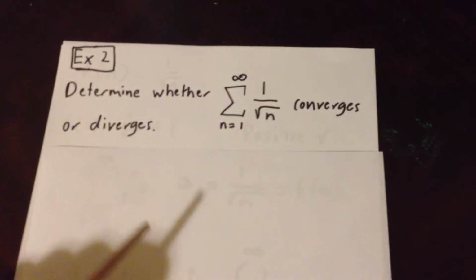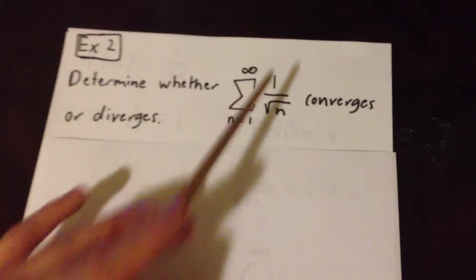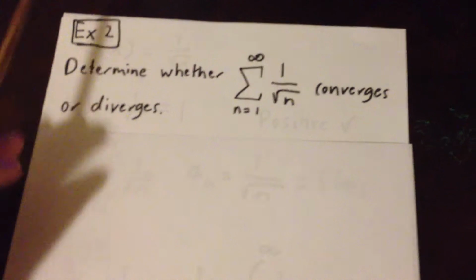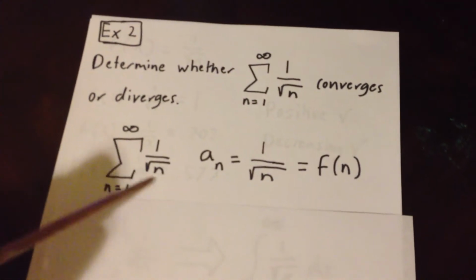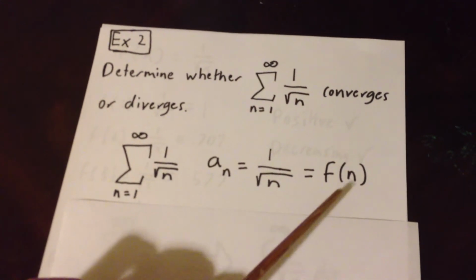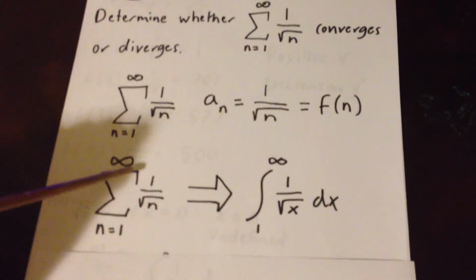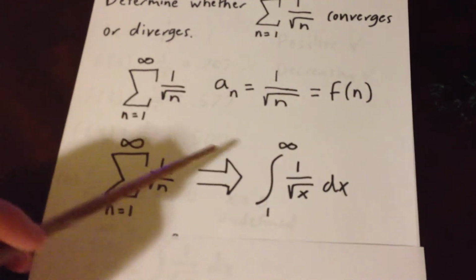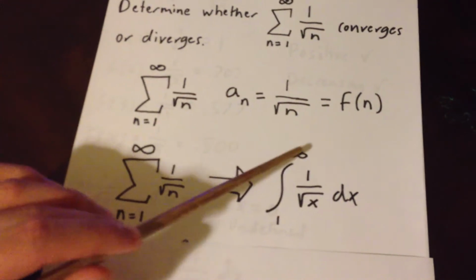So, looking at a different example, this question is: determine whether 1 over square root of n from n equals 1 to infinity converges or diverges. Similarly, by looking at the series, we can conclude that this part right here is equal to a sub n, and a sub n is also equal to f of n, the function. So we can convert this series, 1 over square root of n from n equals 1 to infinity, to the improper integral of 1 over square root of x dx from 1 to infinity.